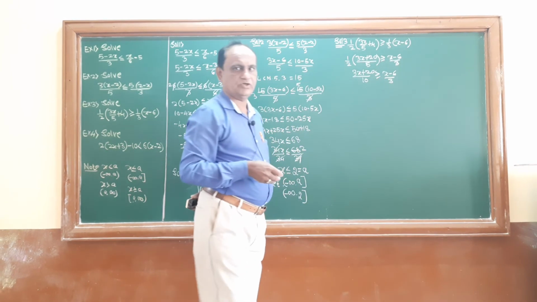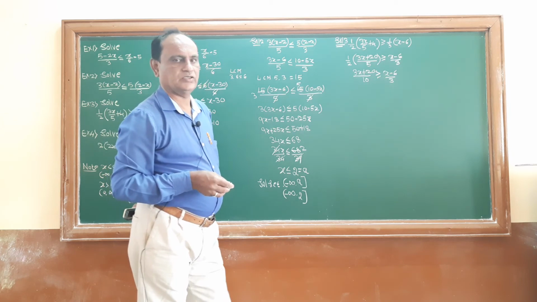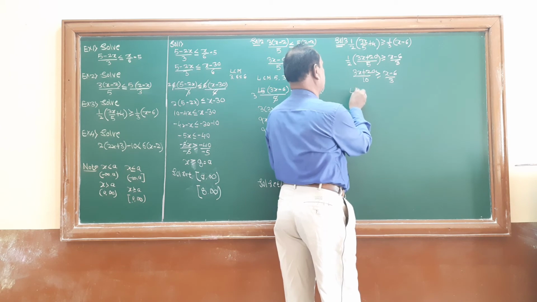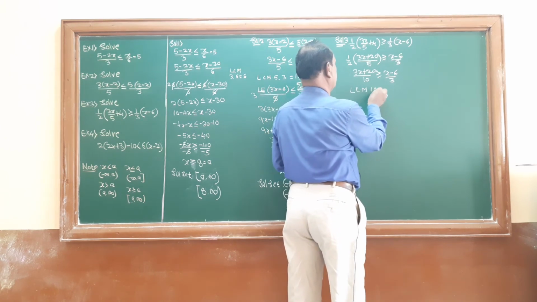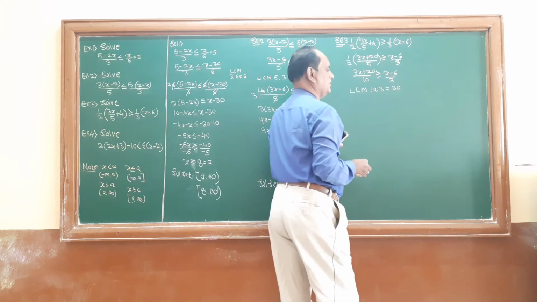Then next your duty is to find the LCM. The LCM of 10 and 3, very simple, that is the LCM of 10 comma 3. Overall, what do you write as the LCM? That is 30.